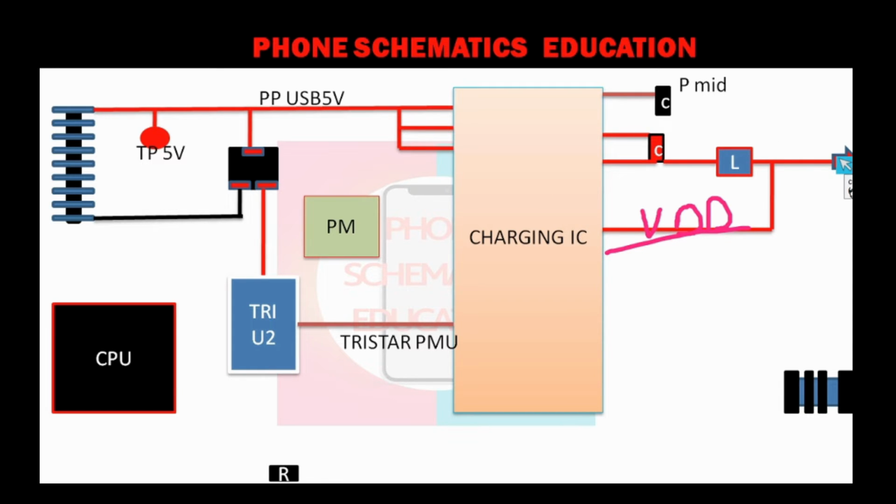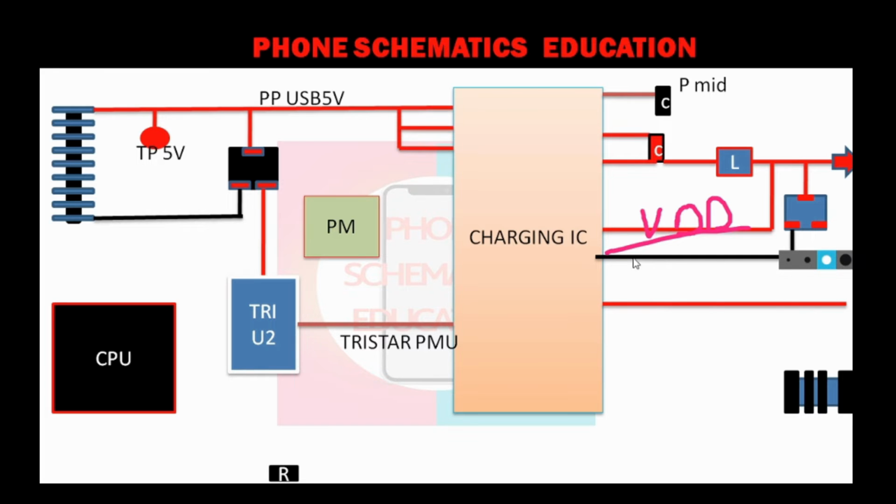Same concept. Next, another line comes from the VCC line, and in this line you will see a MOSFET, right? This MOSFET is controlled by the charging IC. Another line comes from the charging IC. This line is called VBAT, right? I will show you in the schematics also, but first you understand. This line is also connected to this MOSFET. First you understand this concept. After that I will tell you the next.